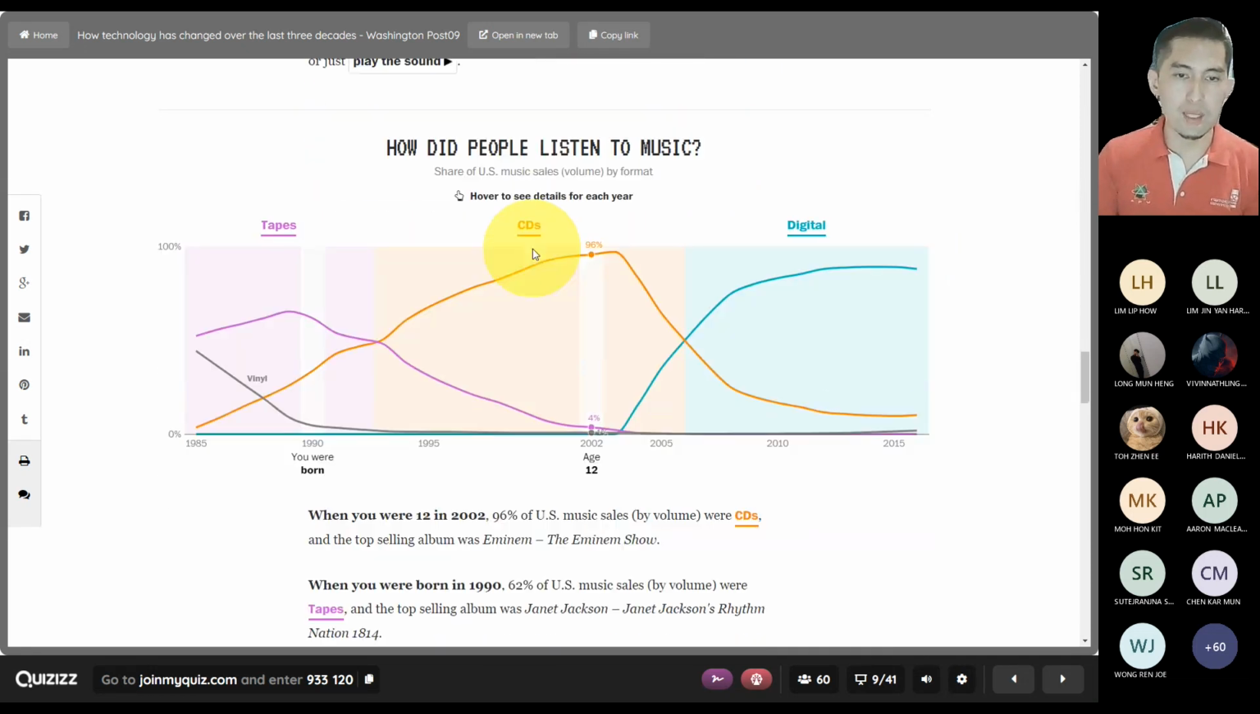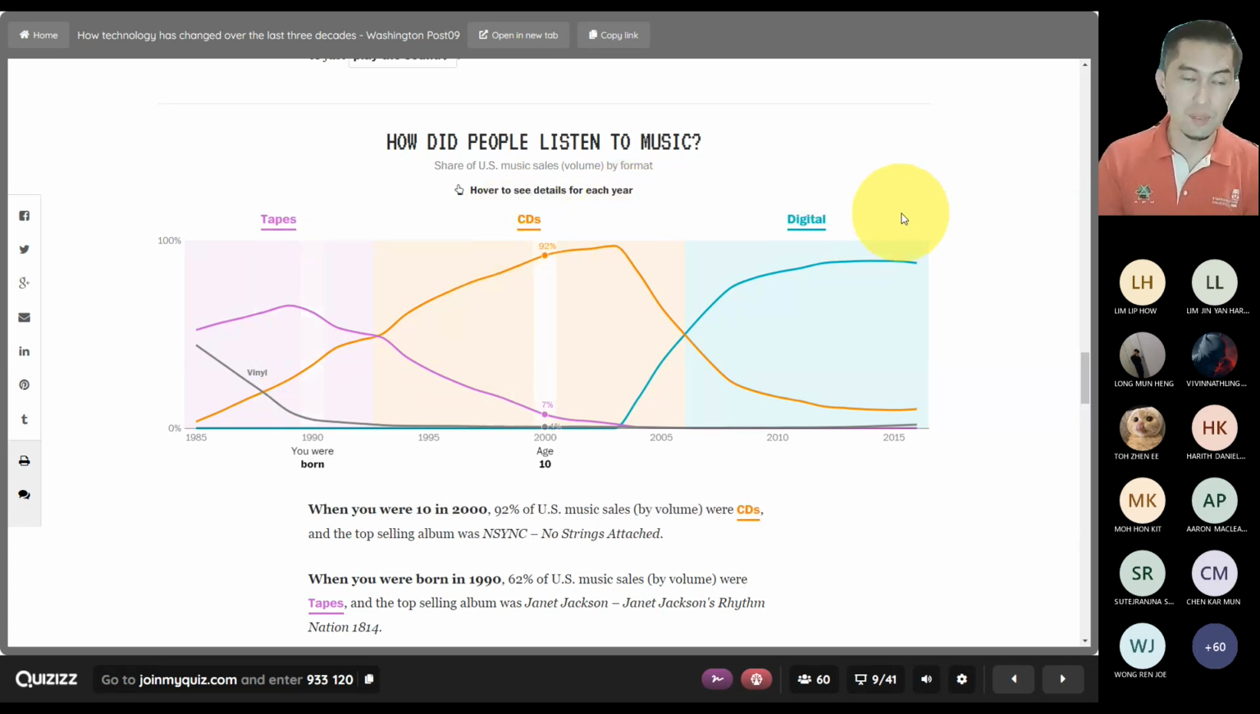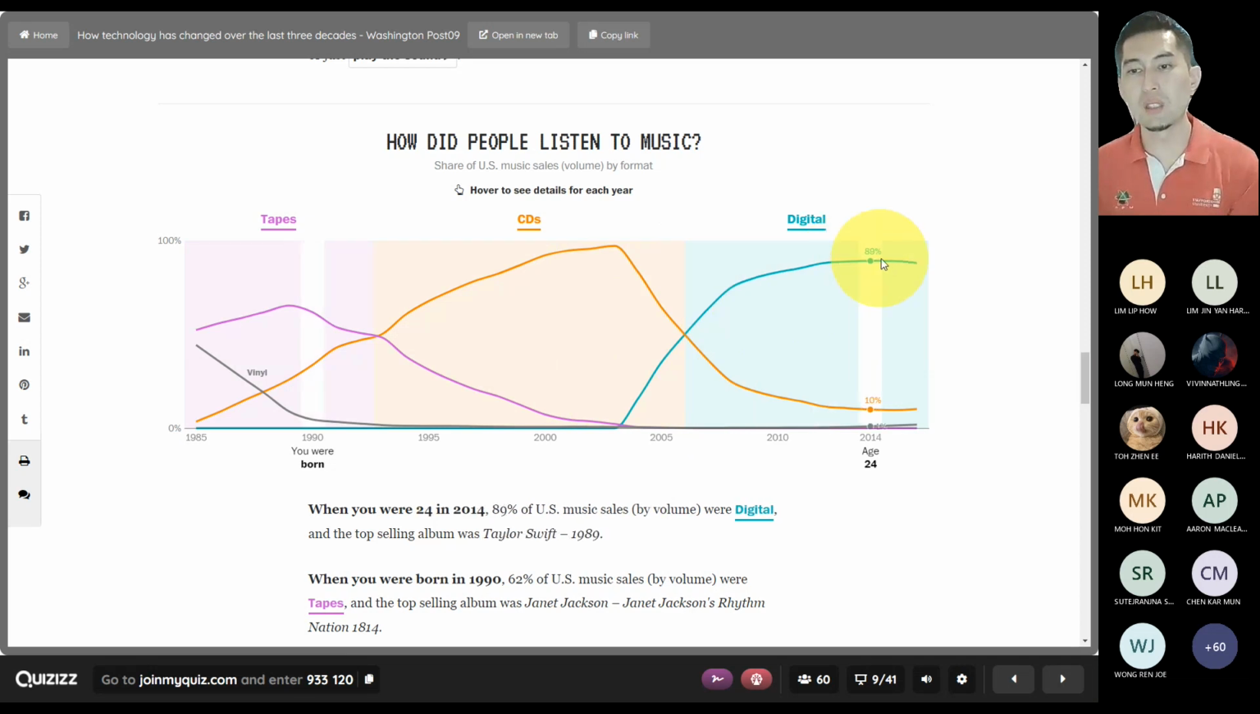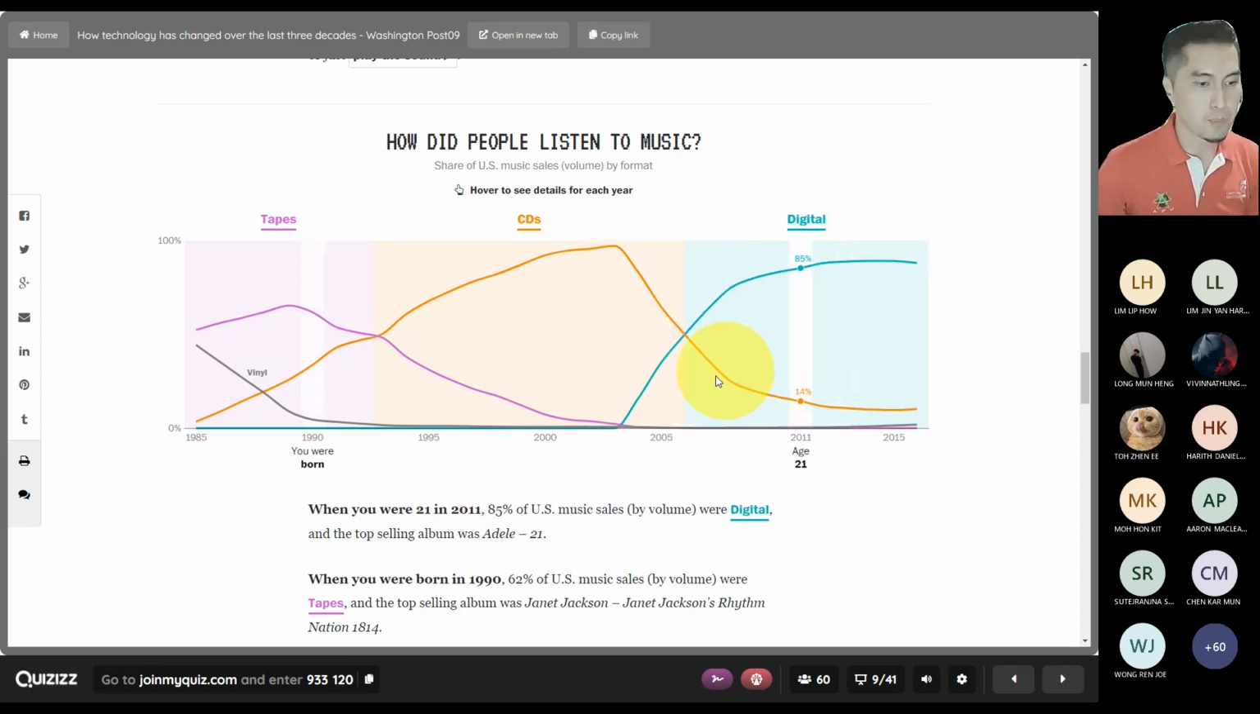As you go down further, you can see how people listened to music. So you see tapes, and you see CDs here, right? Interestingly, CDs are still around. I think it's becoming more of a collector's item currently and recently. But as you will see across the board, digital versions of music are now taking over instead.